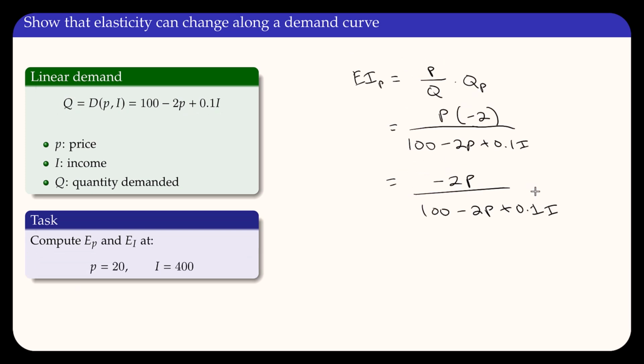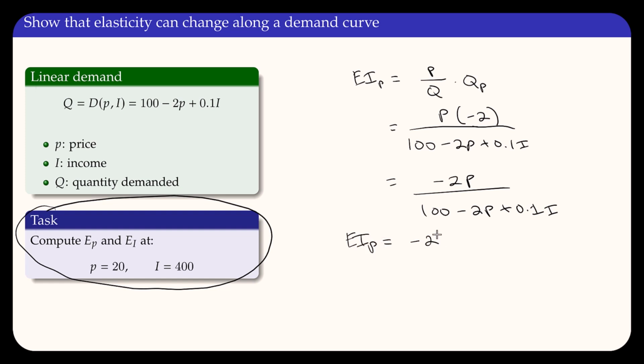Now I need more information in order to answer the question, and I've been given it over here under task. So now I've been told that the current price is $20 and current household income is 400 units. And now I need to use the values. I need to actually know what the current price is and the current income is if I want to get a single numeric value for my answer.